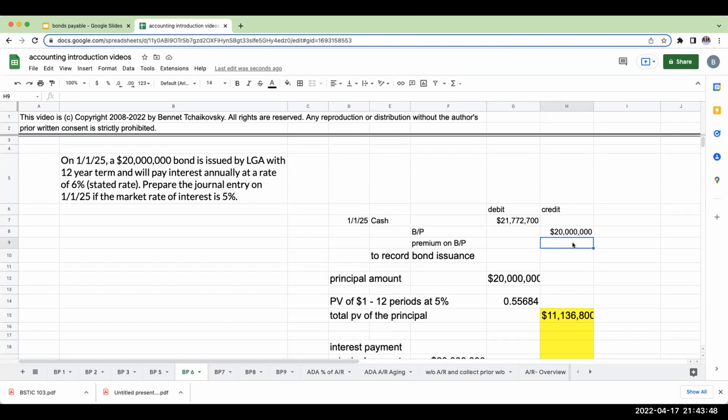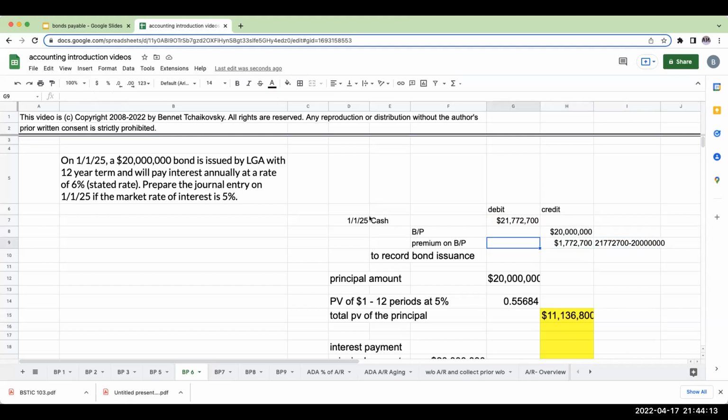So the last thing we need to do is figure out the premium. The premium is just going to be the difference, or whatever we need to balance: 21,772,700 minus 20 million. And there we go. This is how I'm going to record this transaction.